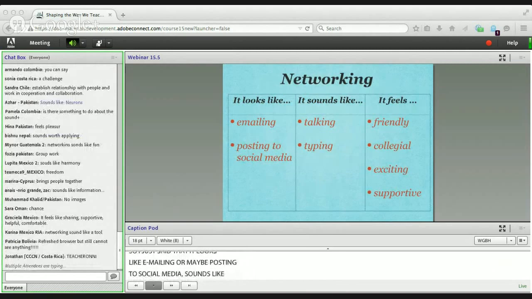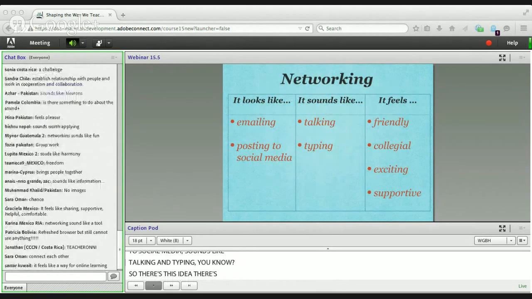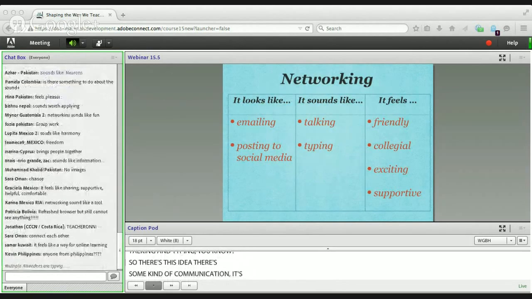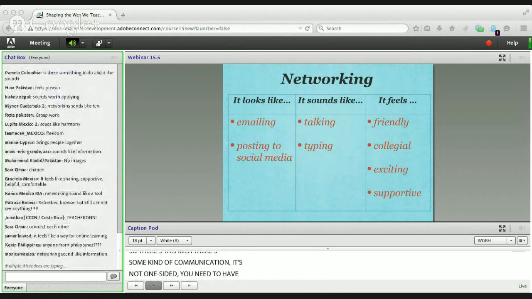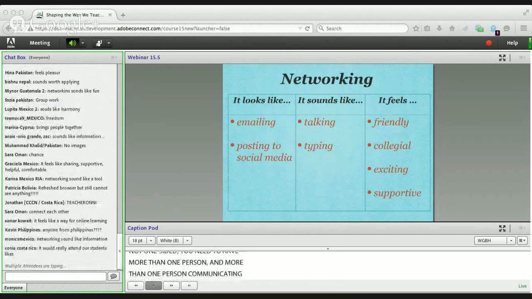It's not one-sided. You need to have more than one person, and you need to have more than one person communicating, right? And then it feels friendly, collegial, exciting, as some of you already mentioned, and supportive, which I think, when we say it feels like family, that kind of gets at that supportive aspect of this.